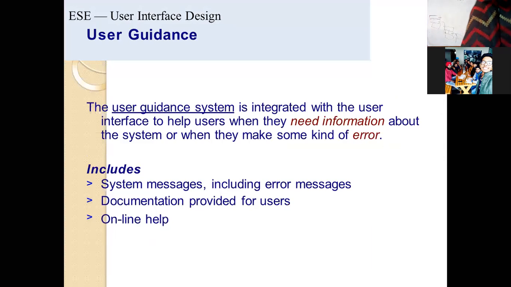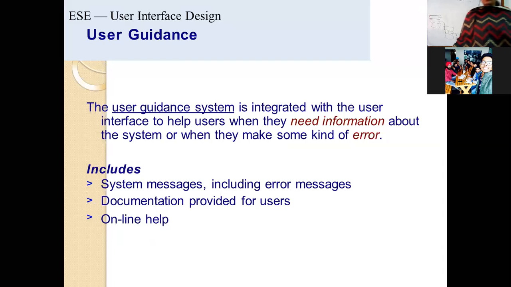User guidance. The user guidance system is integrated with the user. It is basically a kind of help for users when they need information about the system or when they make some kind of error. It includes system messages. You must have seen that if something goes wrong, a system message is displayed on the screen, including error messages, documentation provided for the user, and online help.